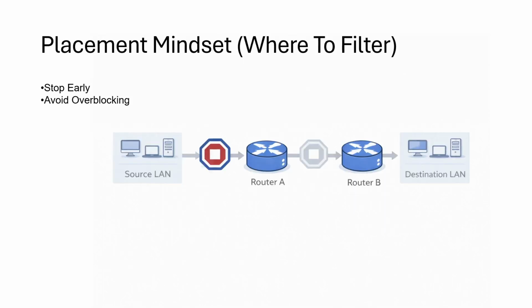Now we bring everything together. Placement. Placement is about two goals. Block unwanted traffic efficiently and avoid blocking more than you intended. CCNA gives you two classic best practice rules. We'll do them one at a time.